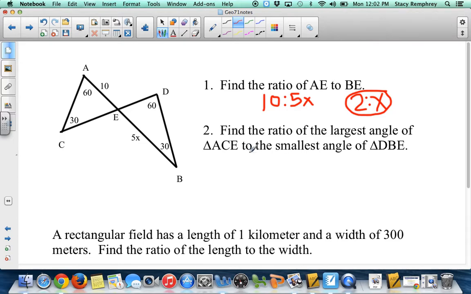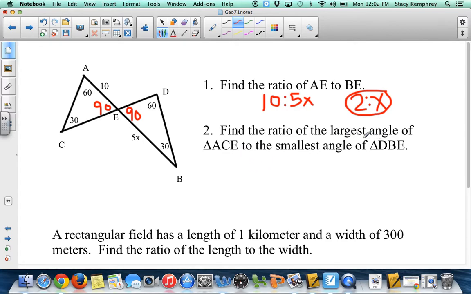Find the ratio of the largest angle of triangle ACE to the smallest angle of triangle DBE. Okay, well, 60 and 30 means that this must be 90. And by VAT, these are 90. Now remember, just to clear up something we were talking about in the previous chapter, although these have the same angles, they don't have to be congruent. I can make a teeny tiny triangle that has angles 30, 60, 90, and I could make a triangle as big as the school with 30, 60, 90 triangles.